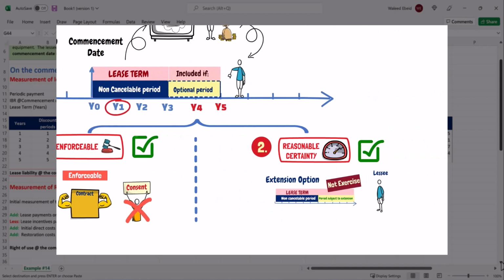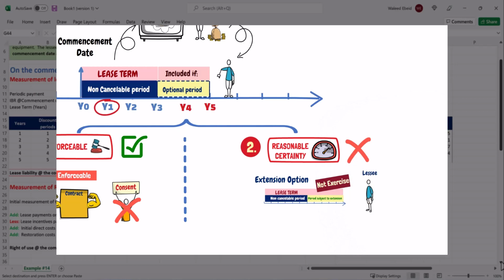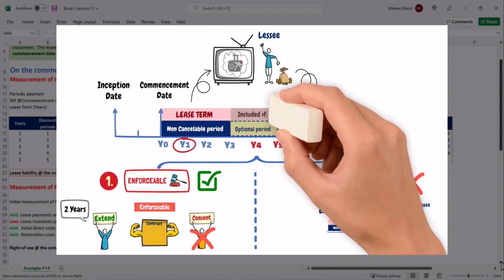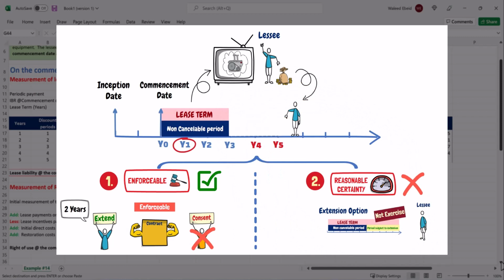On the contrary, the second condition is not met, because there is a reasonable certainty that the lessee will not extend the contract, and therefore, the optional period that was previously included in the assessment of the lease term on the commencement date will not be included in the lease term on the reassessment date, and the lease term will only be the 3 years of the non-cancellable period of the contract.